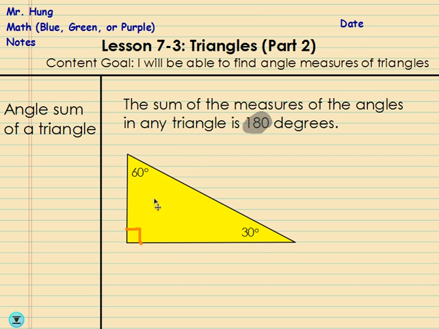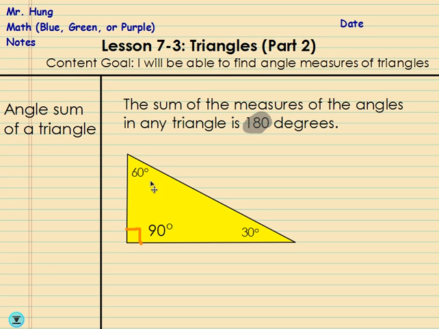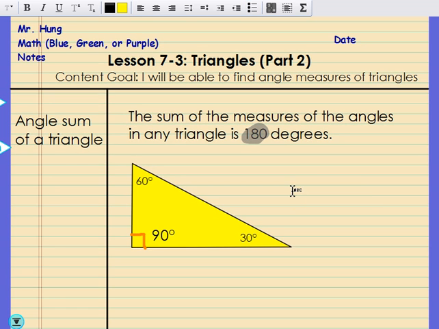So let's look at this one. Right here we notice it's a right angle, and of course we know that right angles have a measure of 90 degrees. So let's put that there. So let's add these up. This is 60. This angle is 30, and this angle is 90. And if we do the math, that will equal 180 degrees. This happens for every single triangle, always.